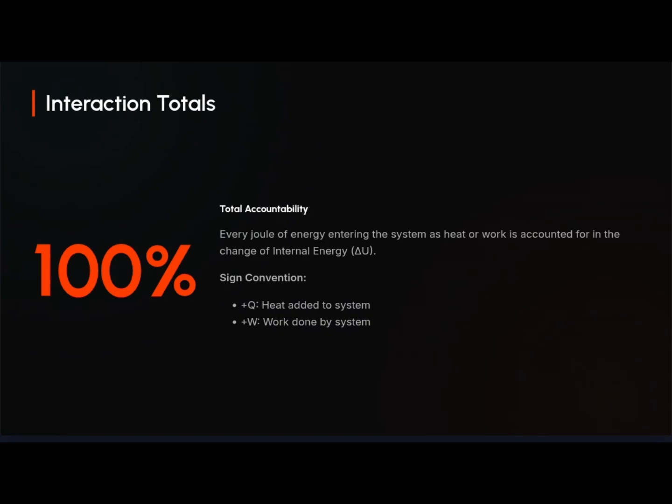Finally, we have the total energy accountability. 100% of the energy entering as heat or work is accounted for in the internal energy change, delta U. Our sign conventions are plus Q for heat added to the system and plus W for work done by the system.